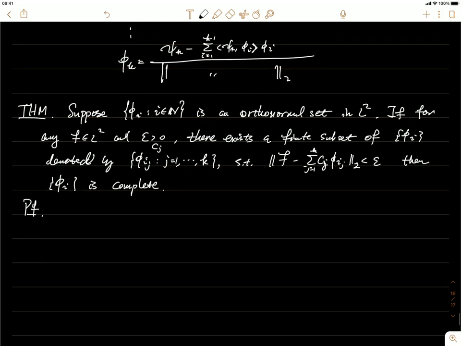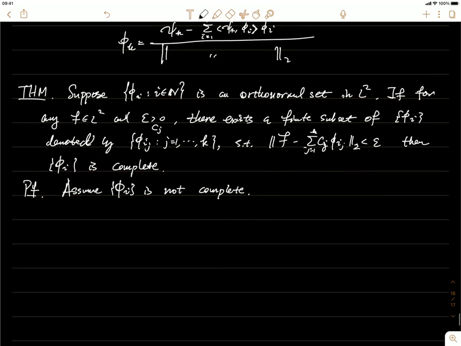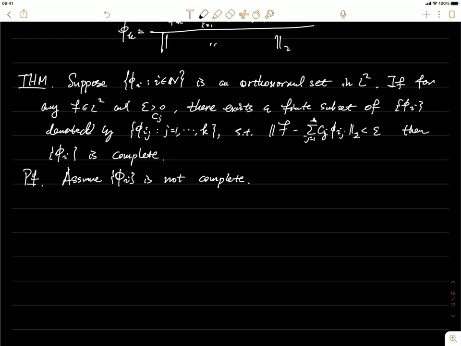let's do this by contradiction. Assume phi is not complete. If it's not complete, according to the definition of a complete orthonormal basis, we know that there exists a function f, non-zero, non-zero means that it's not zero almost everywhere, such that the inner product of f and phi i is equal to zero for any i. Okay, this will be true.